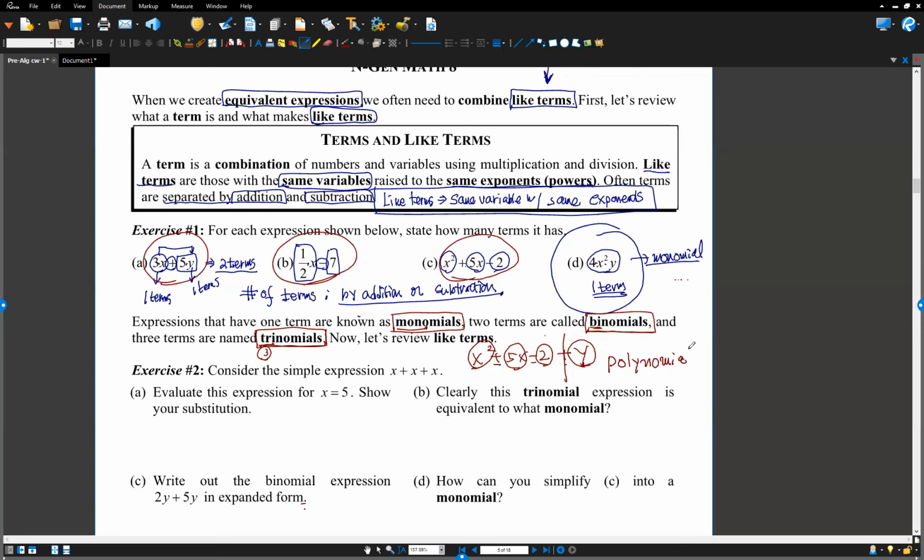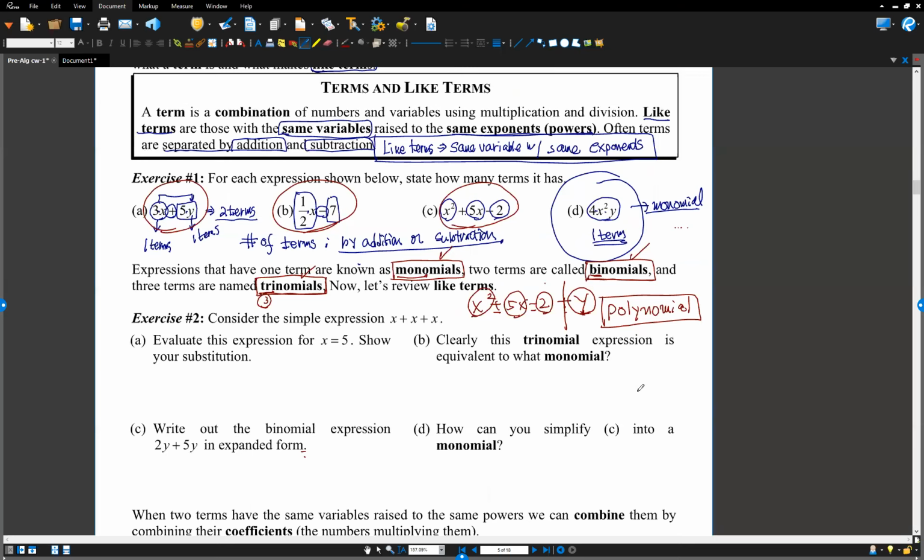Are you guys with me? Yes. All right, polynomial, general terms. Monomial is a polynomial, binomial is a polynomial, trinomial is also a polynomial. But only for one, two, three terms do we use a special name. After three terms, we use just the general polynomial. Are you guys with me? Yes. All right. Now exercise 2.